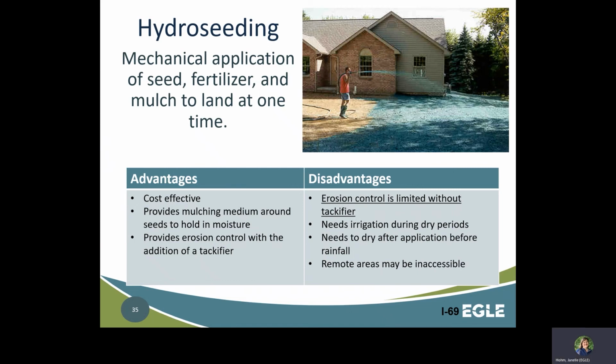The advantages of hydroseeding are that it's cost effective. It provides mulch to hold in moisture while seeds are germinating, and it provides erosion control if a tackifier is added. The disadvantages are that erosion control is limited if a tackifier is not added. Irrigation is required during dry periods. The hydroseed needs to dry after application and before rainfall, and remote areas are inaccessible with a hydroseeder.